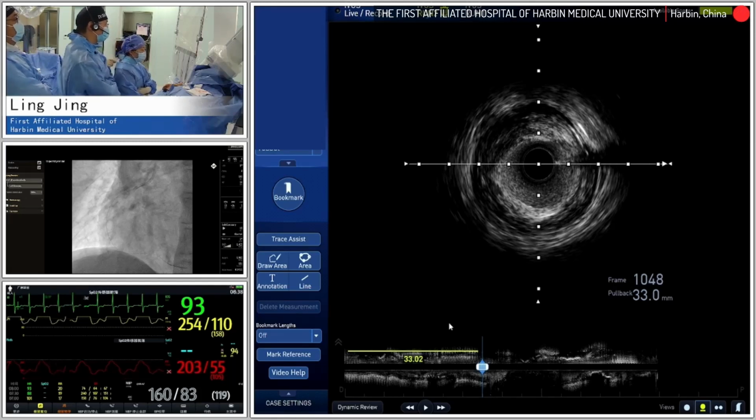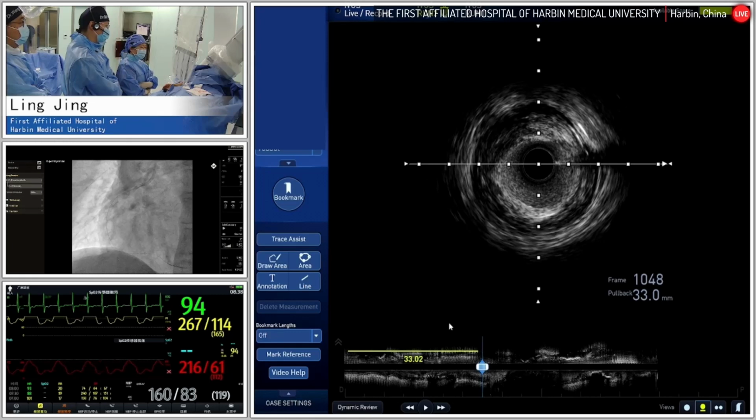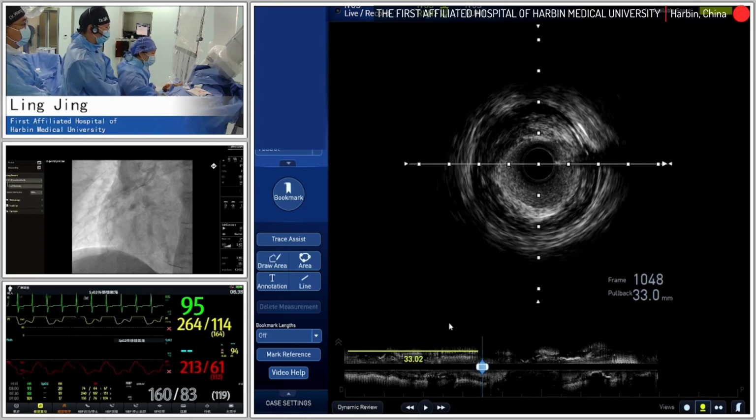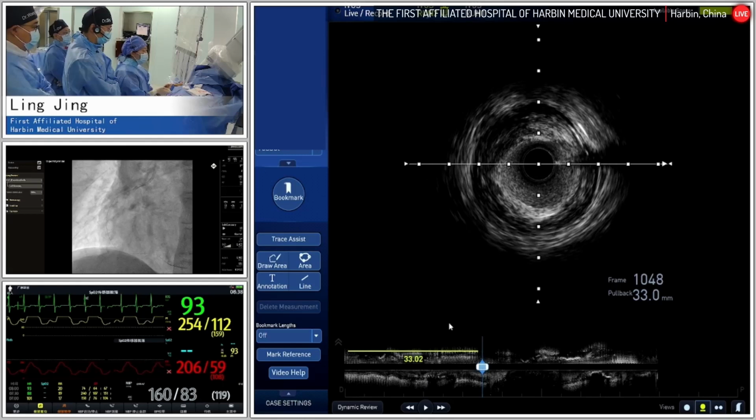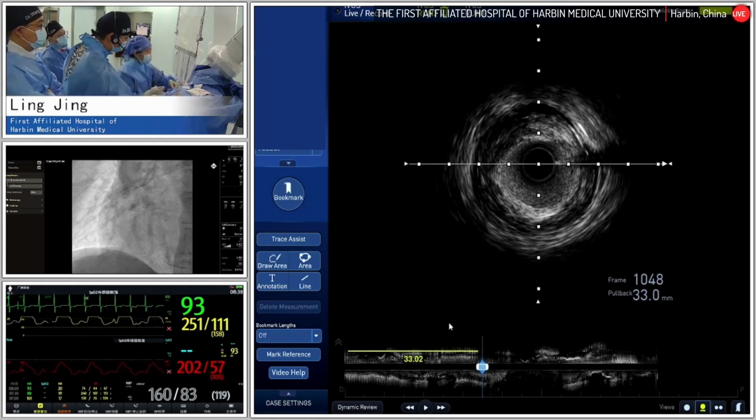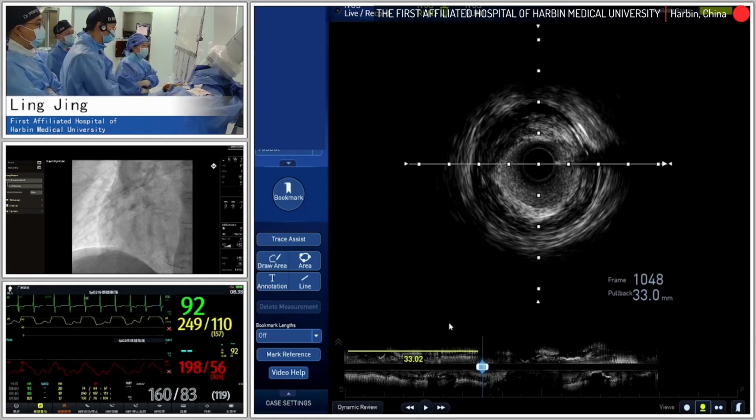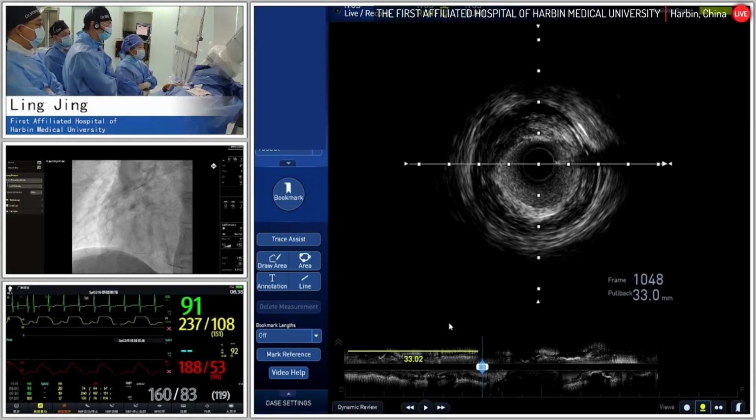If the Gaia first goes into the subintimal space, how do you manipulate it to re-enter the true lumen? What's your experience? Oh, okay. In the operation, we often use the parallel wire guide technique. The application strategy of the parallel wire guidance technique and subintimal re-entry to the true lumen.